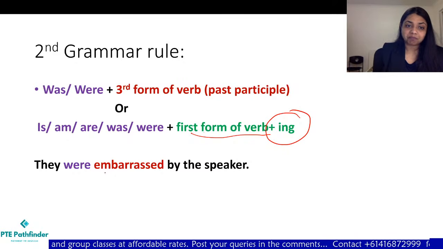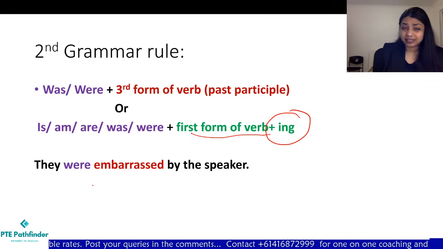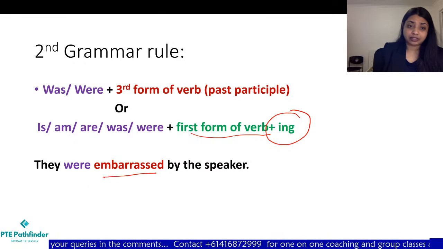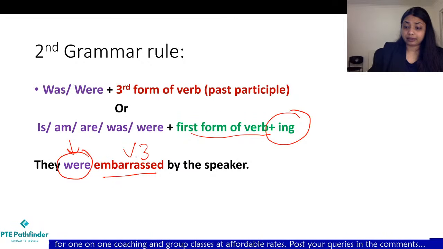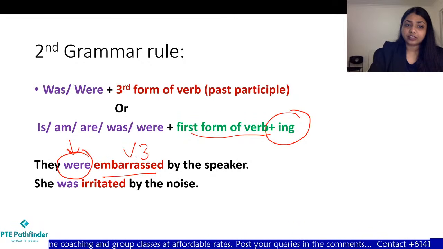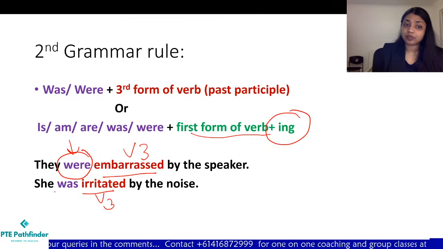Or it could be a past participle as well, like I was embarrassed or they were embarrassed. This is the helping verb, the to be verb, and it's followed by verb 3, that is, the past participle here. Then, she was irritated by the noise. Again, the word irritated is the verb 3 and it's preceded by was.